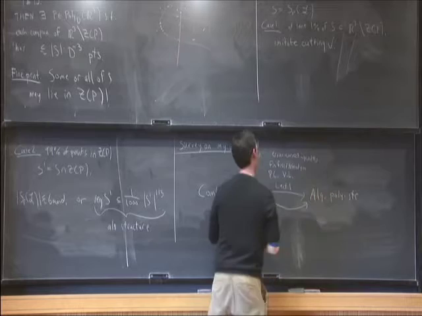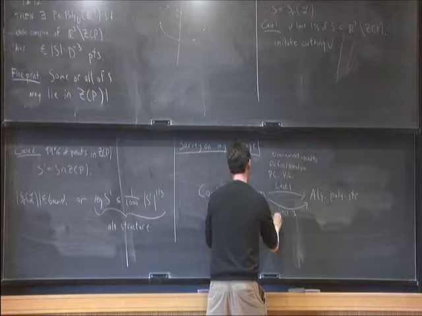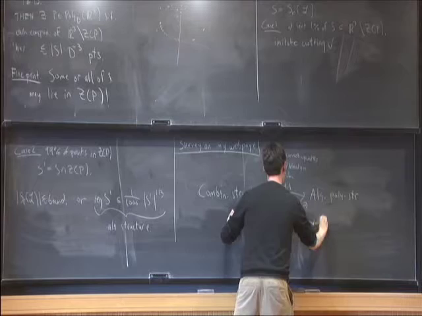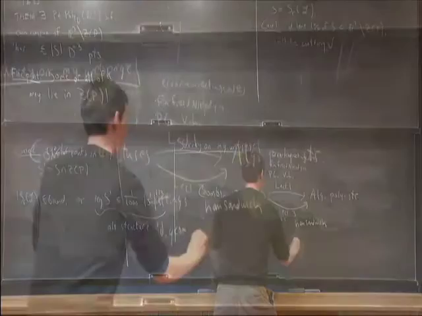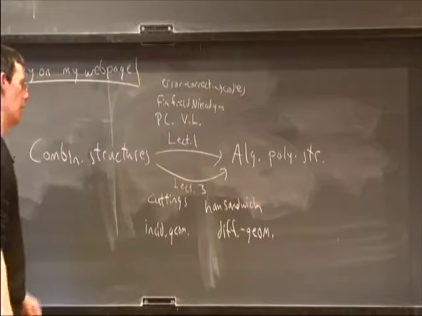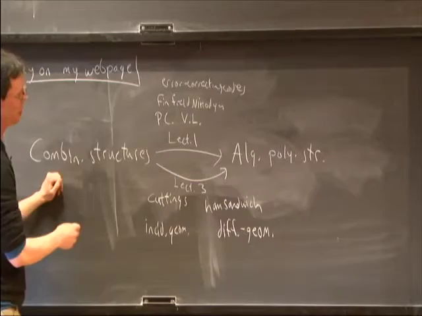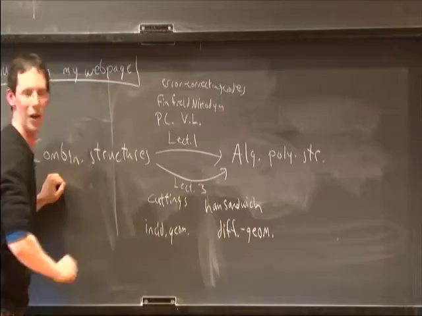And today we had a different method, which used the idea of cuttings, and it used the ham sandwich theorem. These cuttings came from incidence geometry, and the ham sandwich theorem came from differential geometry. But all of these things have some kind of common point of view or philosophy about the relationship between combinatorics and algebra, which is what I wanted to share with you.